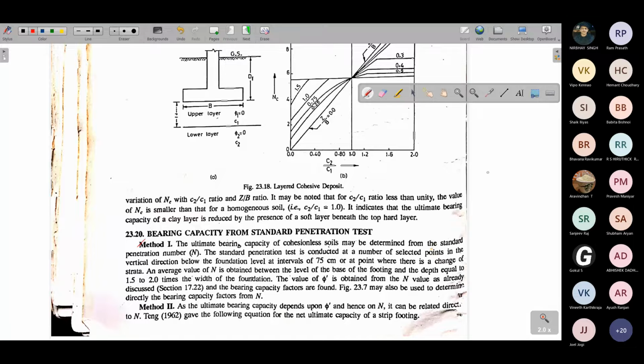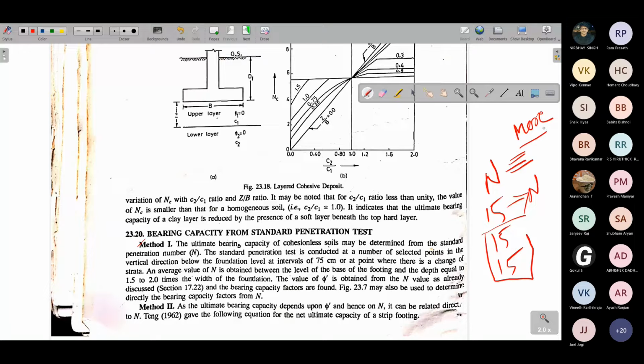For every 15 centimeters we will find the N values. The first 15 we will neglect, and the other two we will consider, and it will give the N value. The higher the number, the better the soil. We have seen so many correlations, and we can find the phi value. Once we have the phi value, we can find Nc, Nq, Ngamma, and find the bearing capacity using those.